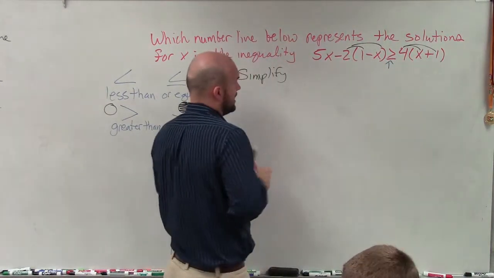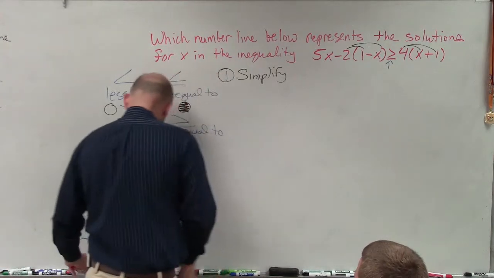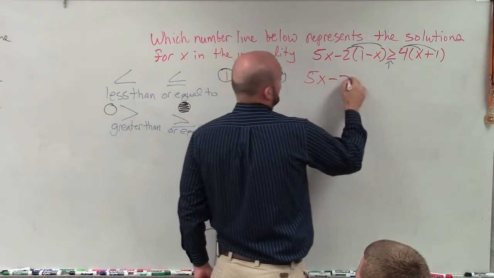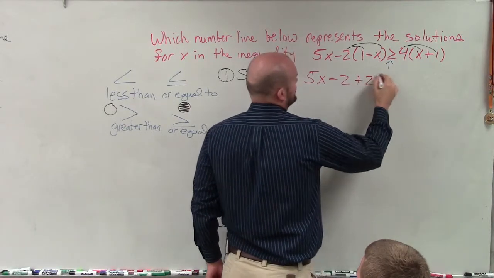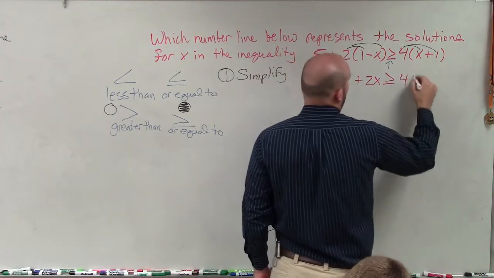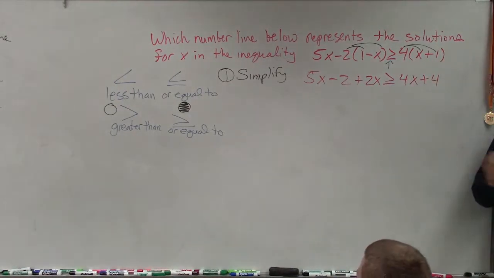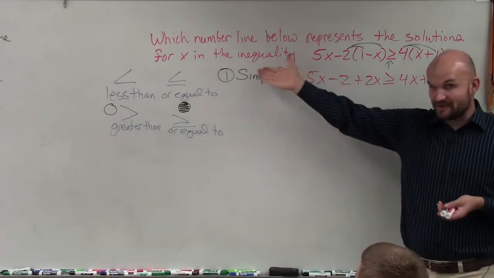Therefore, I have 5x minus 2 plus 2x is greater than or equal to 4x plus 4. Does everybody follow me with that? Distributive property. And again, we're still in the simplify phase.